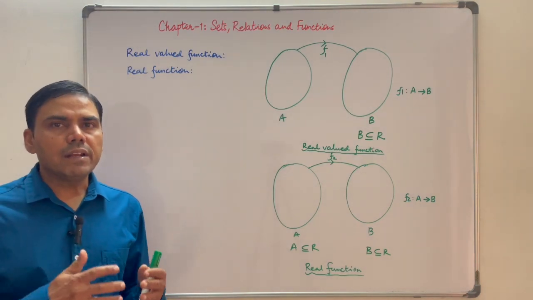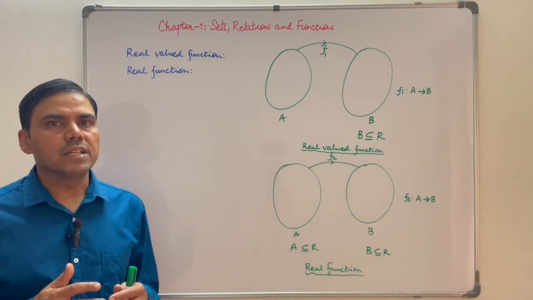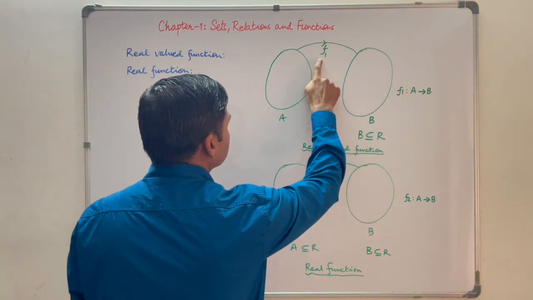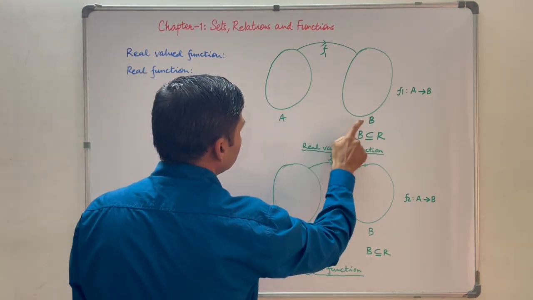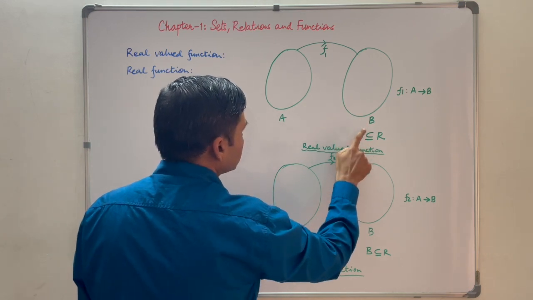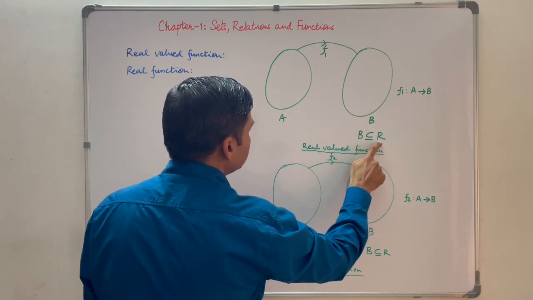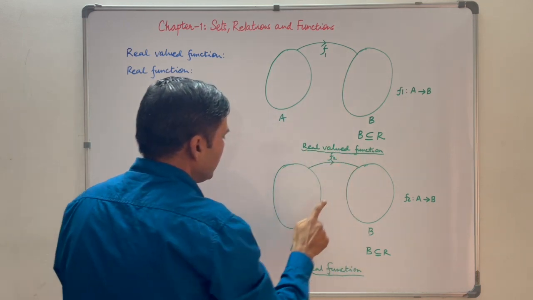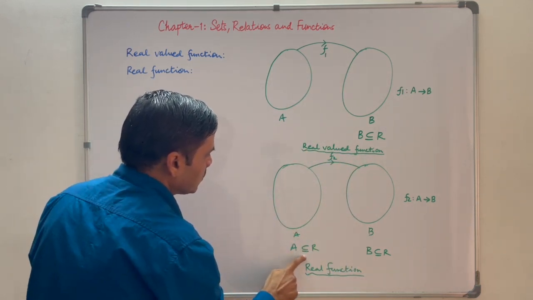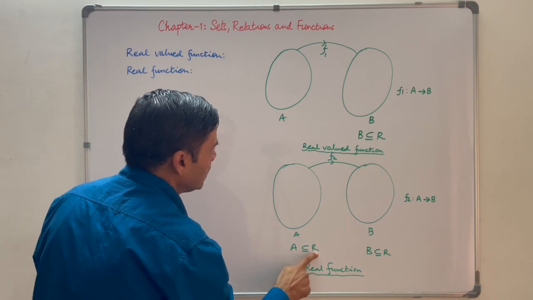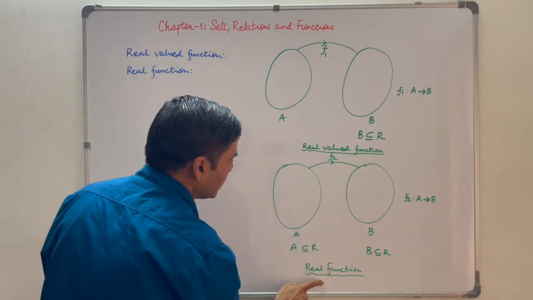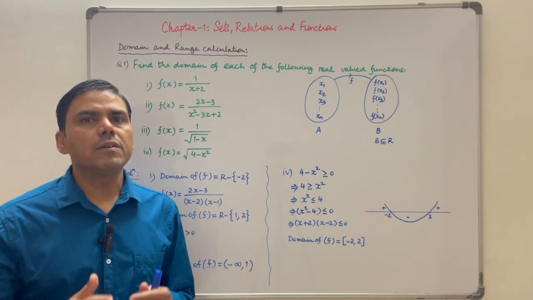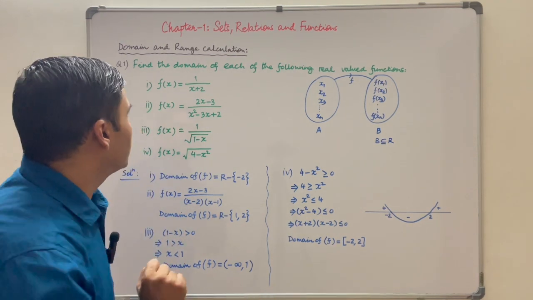Let us see real valued function and real function. Consider two sets, set A and set B. There is a function f from set A to set B. If set B is a subset of the set of real numbers, we call this function a real valued function. If A is also a subset of the set of real numbers, then we call this function a real function. Now let us find out the domain and range of a given function with the help of these questions.